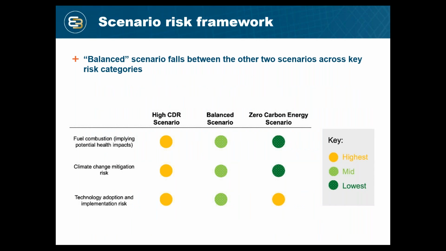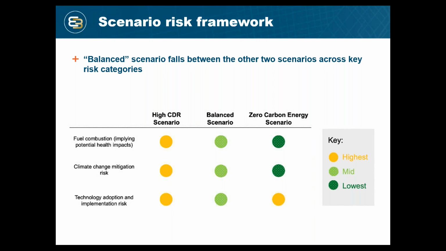In this figure, we illustrate a risk framework where we can see the different risks between each of these three scenarios. The three criteria that we're evaluating are fuel combustion. And you can see that, as I presented earlier, the balanced scenario is in the middle between the zero carbon energy scenario, which has the lowest fuel combustion, and the high CDR scenario, which of the three has the higher fuel combustion. In terms of climate change mitigation risk, we also see the balanced scenario in the middle here.